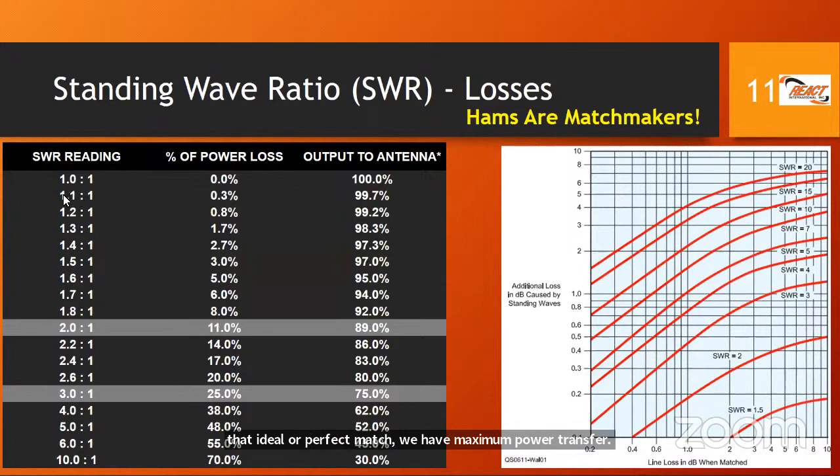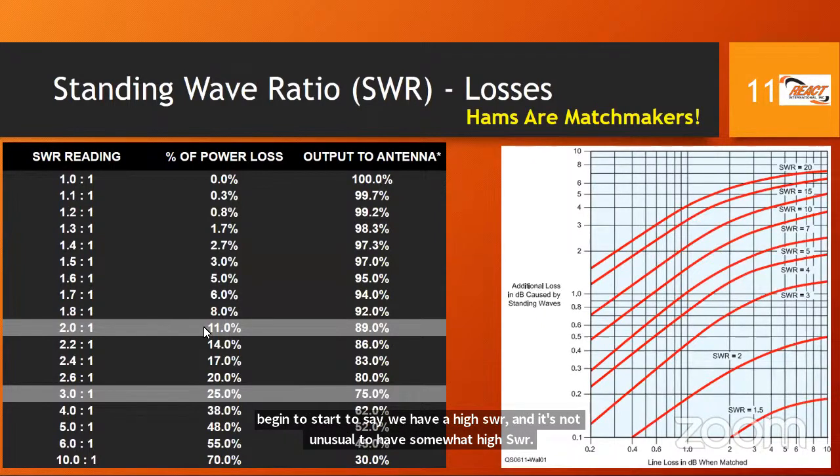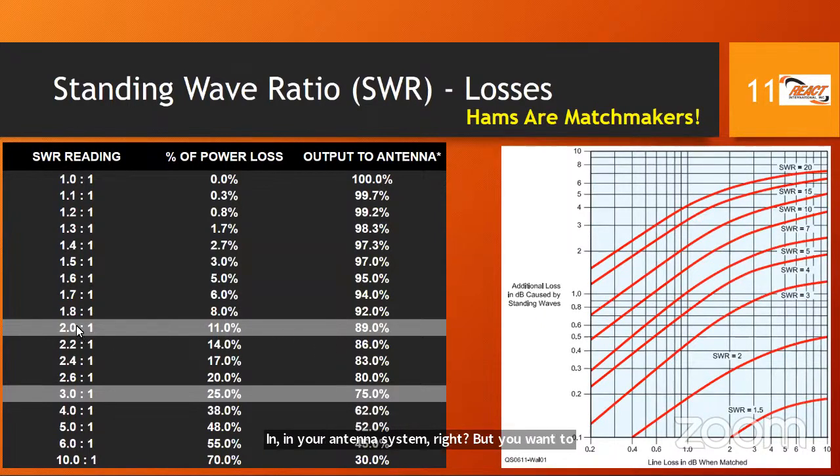And sometimes, we'll have less efficient SWR readings. We may have 1.4 to 1, which means a power loss of 2.7% and only 97.3% goes to the antenna, or rather is transmitted by the antenna output. But that's not too bad at all. And then we have where we begin to start to say we have a high SWR. And it's not unusual to have somewhat high SWR in your antenna system, right? But you want to minimize it as best as you can. That's one of the objectives, to get as low as you can go, to limbo down.